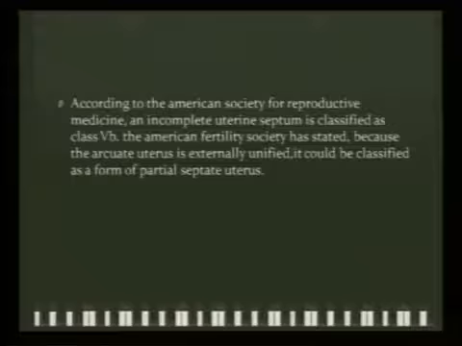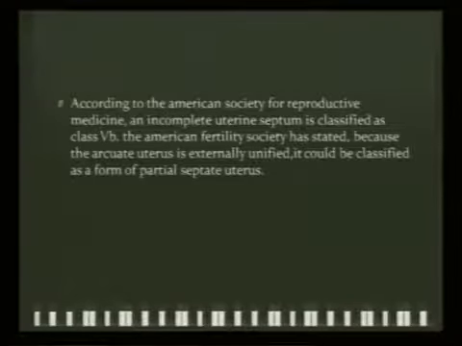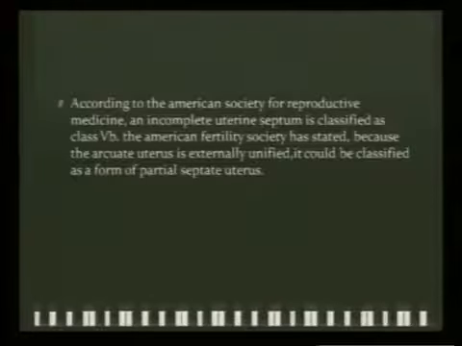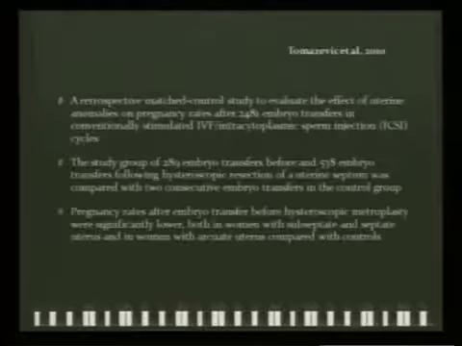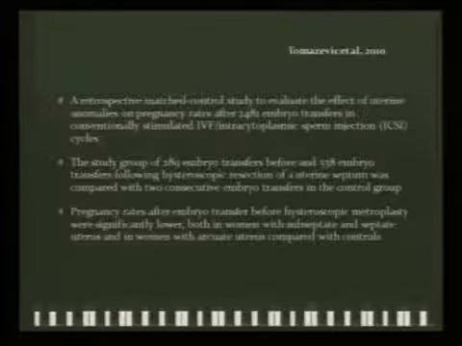We all know, according to the American Society for Reproductive Medicine, an incomplete uterine septum is classified as class 5 or an arcuate uterus as class 6. The American Fertility Society has stated that because the arcuate uterus is externally unified, it could be classified as a form of partial septate uterus. So, what's the importance of arcuate uterus in IVF success or IVF results?